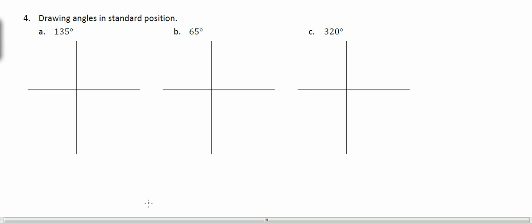So for question 4, you need to draw an angle in standard position. The angle here that's given is 135 degrees. Before we start, let's just set the borders of what each part of these axes means.